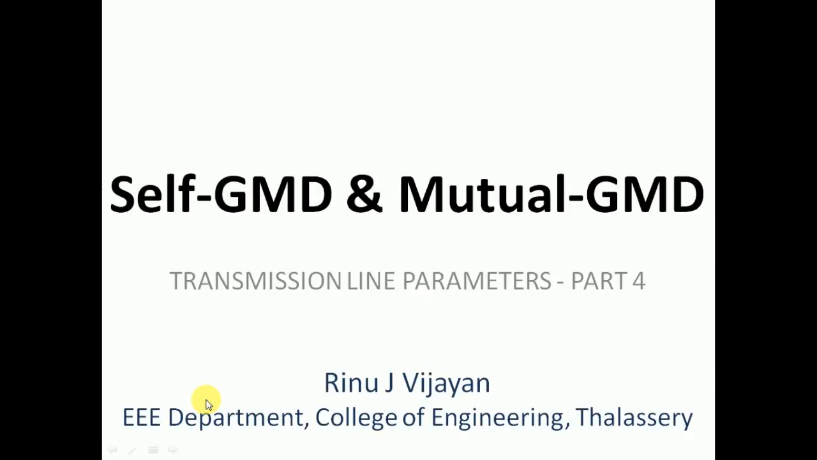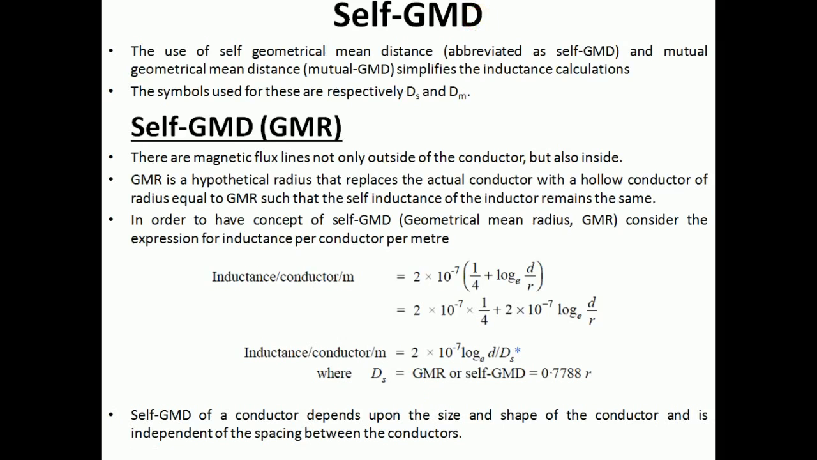Good morning all. Today we are going to see a very important topic, that is self-geometric mean distance and mutual geometric mean distance. We will begin with self-GMD. It is also represented as GMR, that is geometric mean radius. Usually it is represented by a symbol d suffix s.